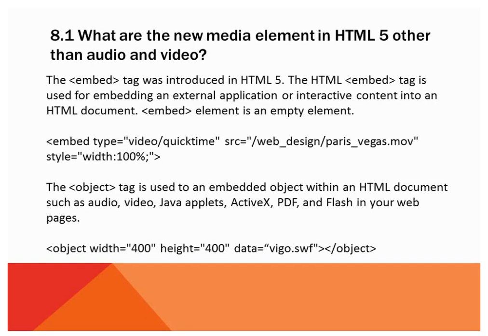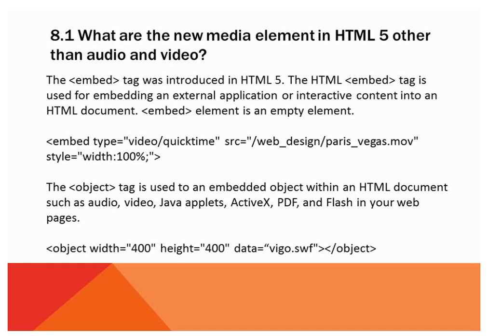In some interviews, they will ask additional questions. What are the new media elements in HTML other than audio and video? There are 2 types of media elements other than audio and video, that is embed and object. The embed tag was introduced in HTML5. The HTML embed tag is used for embedding an external application or interactive controls such as a plugin into an HTML document. The embed element is an empty element. The tag will be embed, with type, source, and style equal to width 100%.